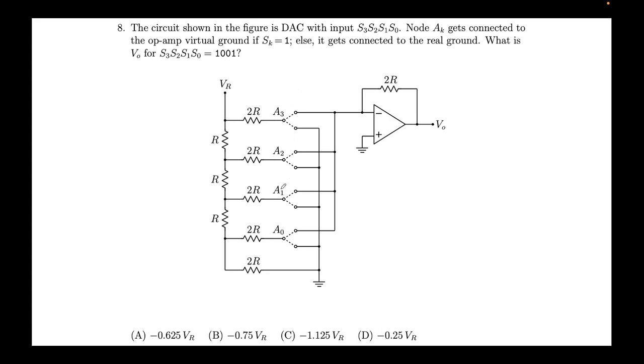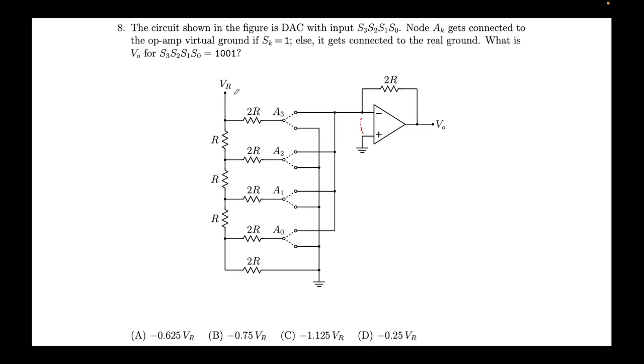The principle is the same, as we have seen in this diagram previously also. When A3 is on, it will be routed through VR, so this will be the pathway. When A3 is off, this will be the pathway. Node AK gets connected to the op amp virtual ground. Again, the op amp virtual ground remains the same. It will connect to virtual ground if SK equals 1, else it gets connected to real ground. So AK will connect to this, which means this is the pathway. Otherwise, this is the pathway.